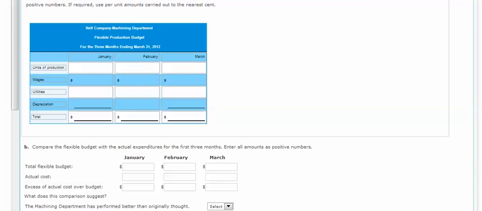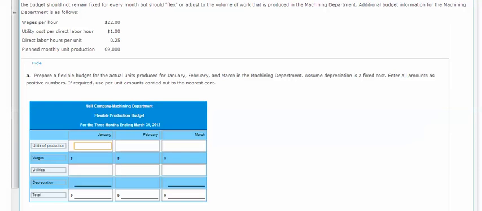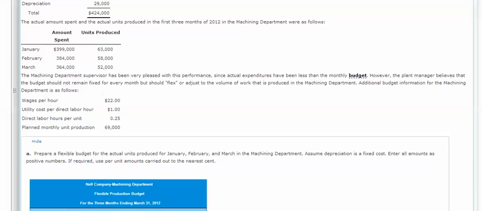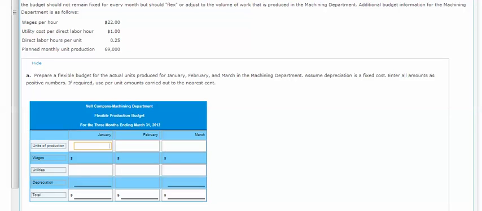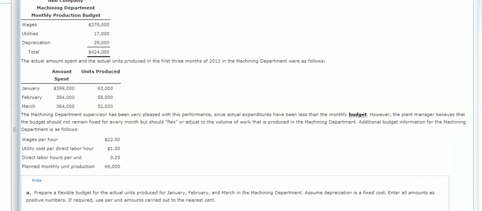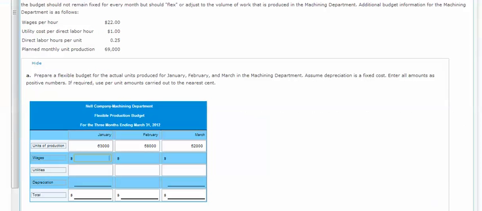So we can go down here and go ahead and enter those production amounts. So we have 63,000. We have 58,000 and 52,000. So I've entered those from right here.